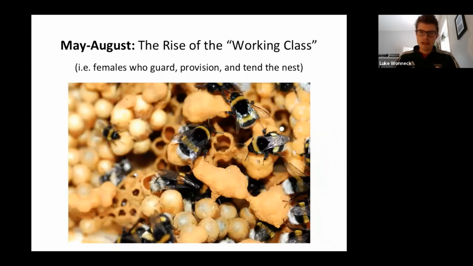Then from May to August, after this started, we have the rise of the worker bumblebee. These are also females, but they're not queens. They're just helpers. They help to guard and give food to and tend to the nest. They'll look after things, and the queen, meanwhile, will still be laying her eggs, but she'll have a whole bunch of helpers to help her maintain the nest. That colony will grow and grow, up to maybe a couple hundred individuals, more likely around 100 or less. That's how big it can get.